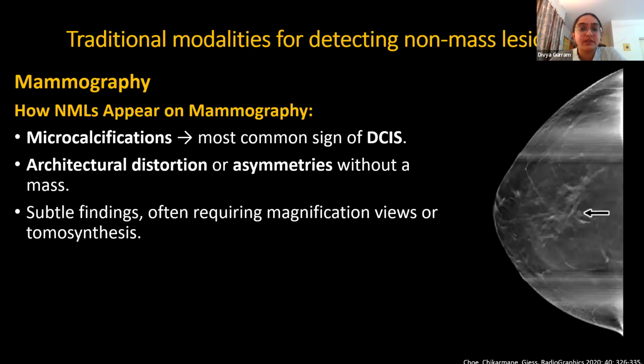Another modality which has been traditionally used for detecting non-mass lesions is mammography. On mammography, non-mass lesions mainly appear with microcalcifications, which is the most common sign of ductal carcinoma in situ. You may also see architectural distortion or asymmetries without an obvious mass. These are often quite subtle findings, and they require magnification views or tomosynthesis for further evaluation. Here we have an image where we can see a subtle area of architectural distortion at the 6 o'clock position, and this turned out to be an atypical ductal hyperplasia with a non-mass lesion correlate on ultrasound as well.